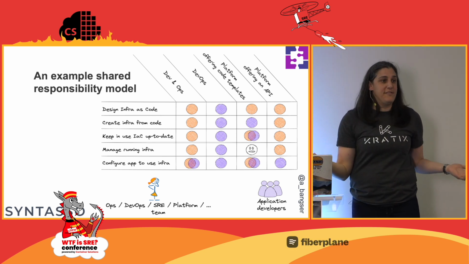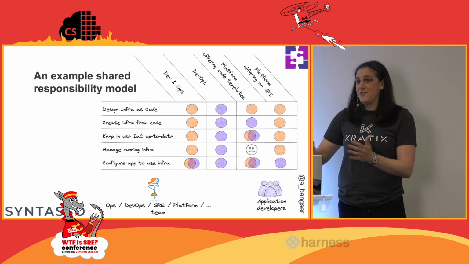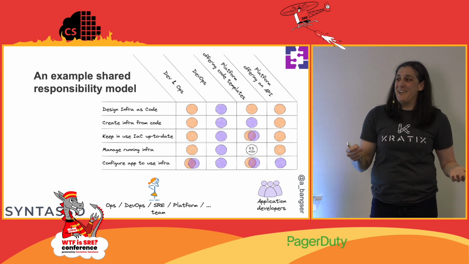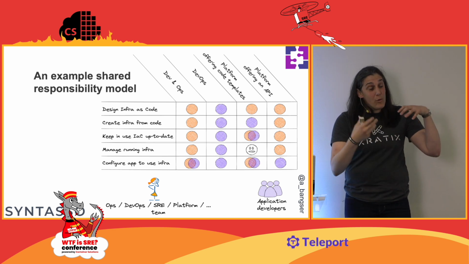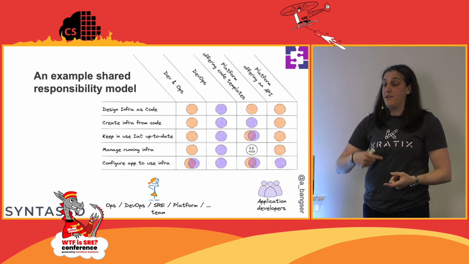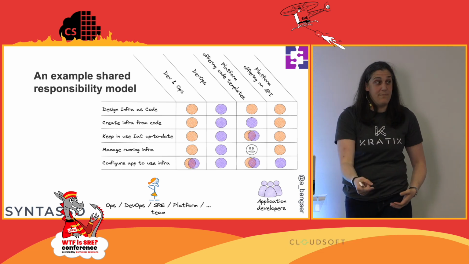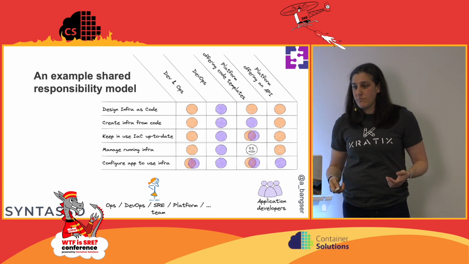DevOps world, super easy. Application team manages everything. That doesn't mean it's a JavaScript dev managing your entire infrastructure stack, maybe, but it does mean that there could be a specialist inside the team. But it means that within that team, they have to design the code, create the infrastructure, patch that infrastructure, run it, and then get to the business value that is actually configuring their app to use it.